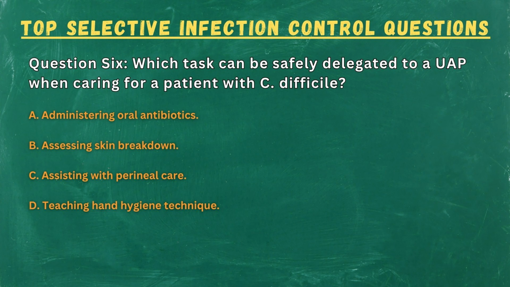Question 6. Which task can be safely delegated to a UAP when caring for a patient with C. difficile? A. Administering oral antibiotics. B. Assessing skin breakdown. C. Assisting with perineal care. D. Teaching hand hygiene technique. Answer: C. Assisting with perineal care.